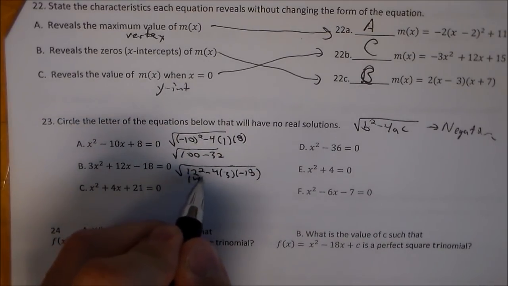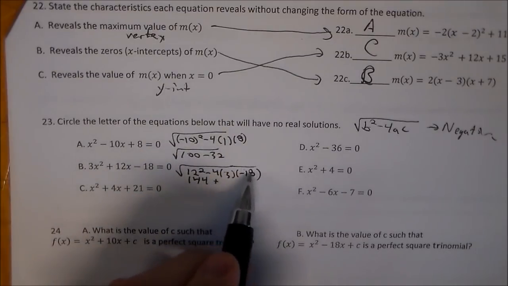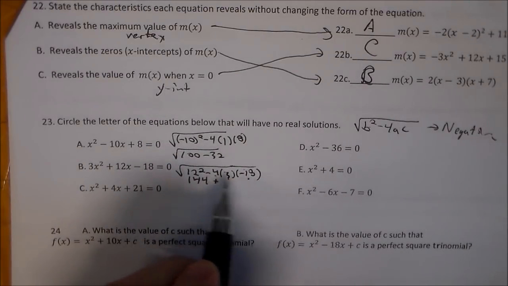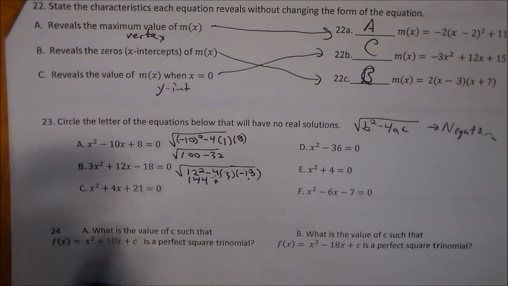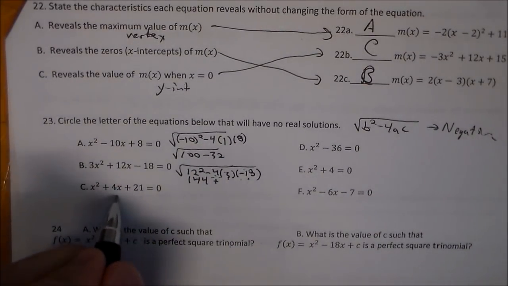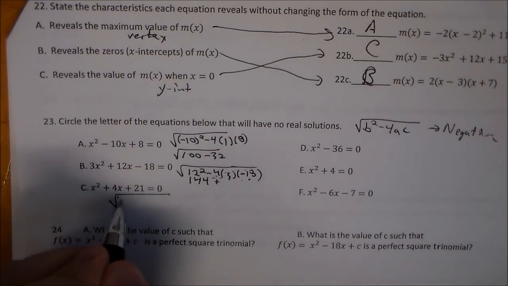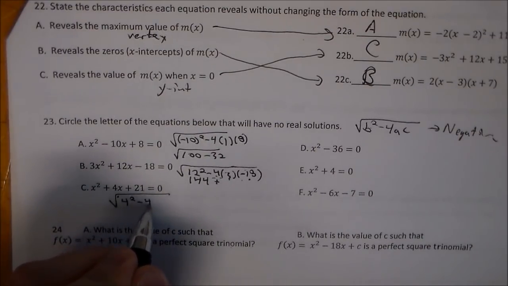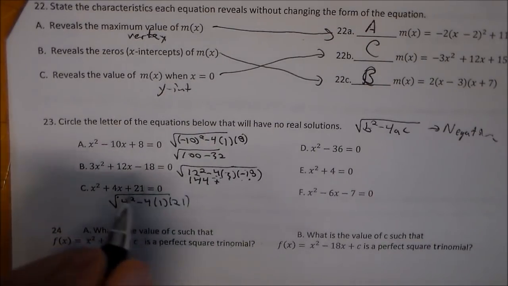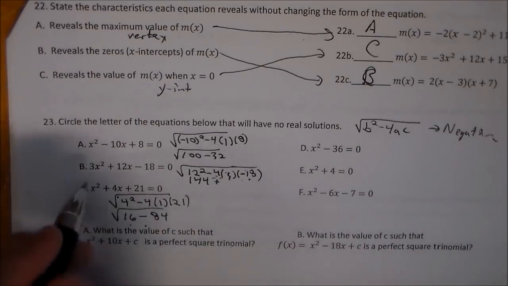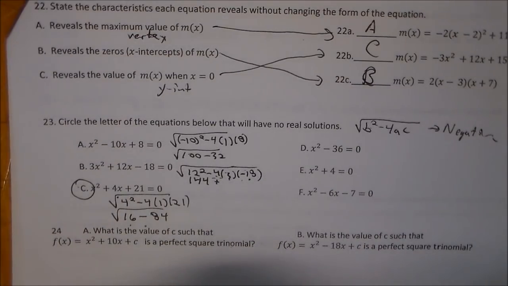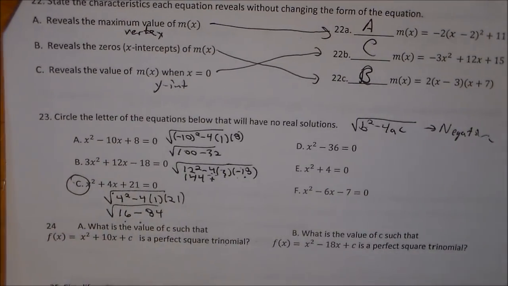Well, I'm going to have 144 plus whatever this product is, 4 times 3 times 18, because it's two negatives, it's a positive, so that's going to have real solutions. I don't need to solve it out, it's just not going to be a negative. For C, we're going to do square root of 4 squared minus 4 times 1 times 21. Here I get the square root of 16 minus 84. 16 minus 84 is a negative. That's going to have no real solutions, or imaginary solutions.